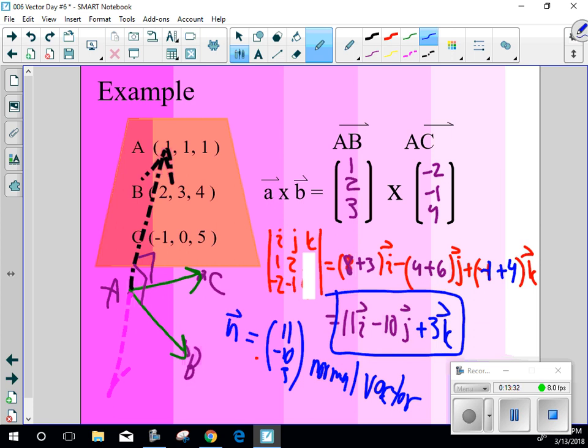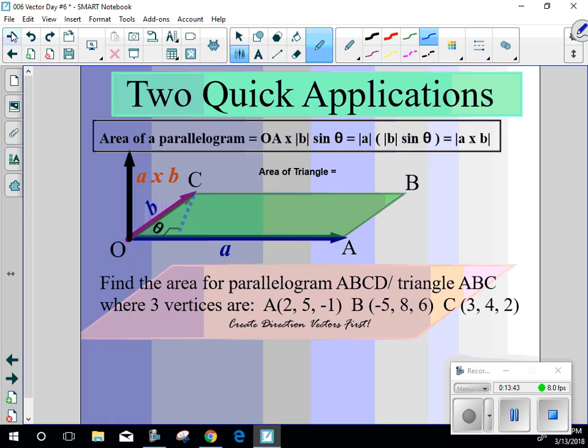Huge. And that vector is going to be used a whole bunch of different ways. If we did the other way around, it'd be -11, 10, -3. It would just be pointed downward. Okay. Ready for something easy? Real super easy. 2 quick applications here.